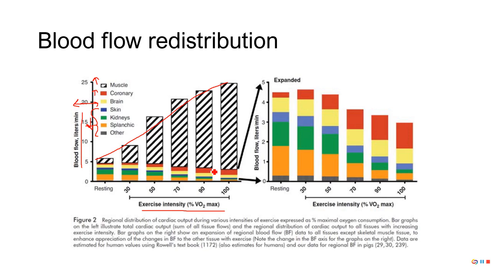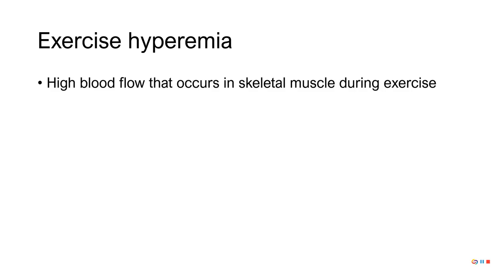Okay? So how does this happen? Well, this occurs via something called exercise hyperemia. Like we've said and shown, it should be relatively obvious: if I'm exercising, my skeletal muscles need more, and so we need to increase blood flow to them. This is called exercise hyperemia.